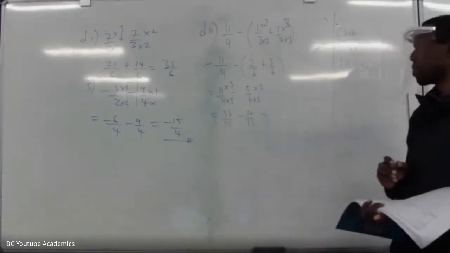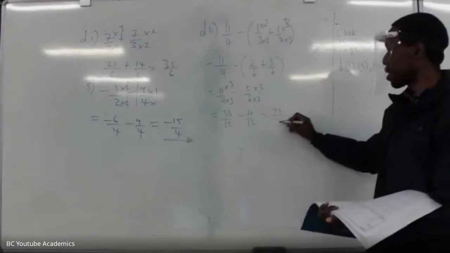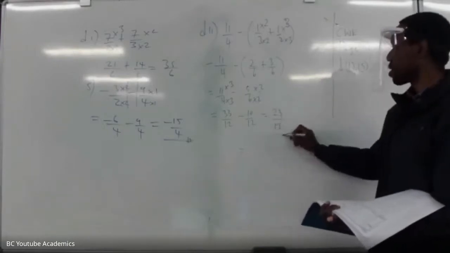Perfect, and then that gives you 23/12. 23 over 12. Done. Okay, that's our final answer.